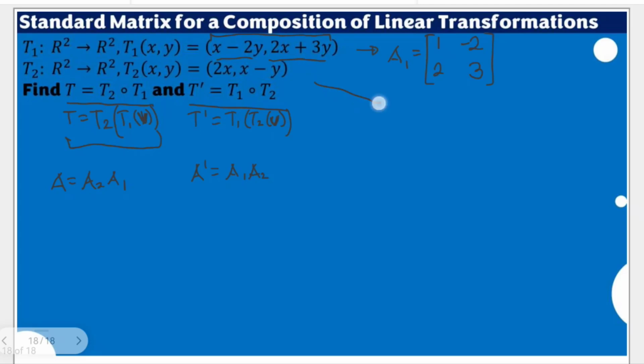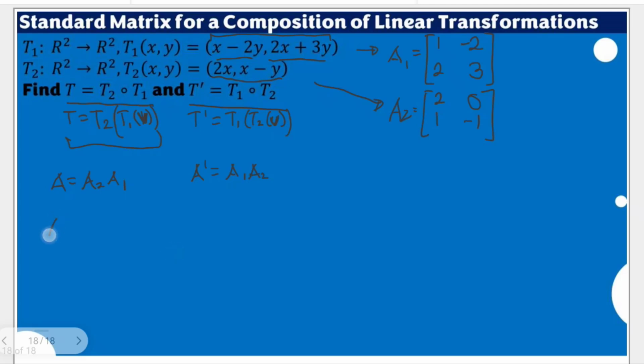A sub 2 matrix will be taken from the second linear transformation. So for A sub 2, the first entry is 2x, and since there's no y, that's simply 0. And then you have 1x minus 1y, that's 1 and negative 1. Okay, so these are now the matrices represented by the linear transformations. And then the standard matrix for the composition would be the product.